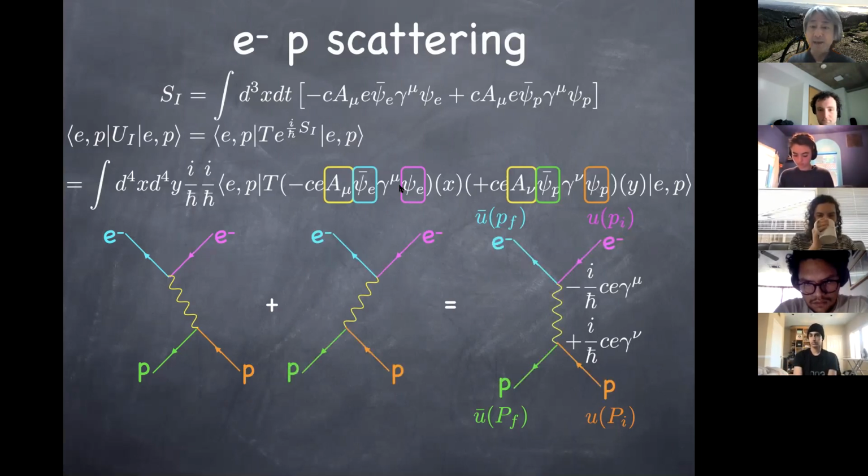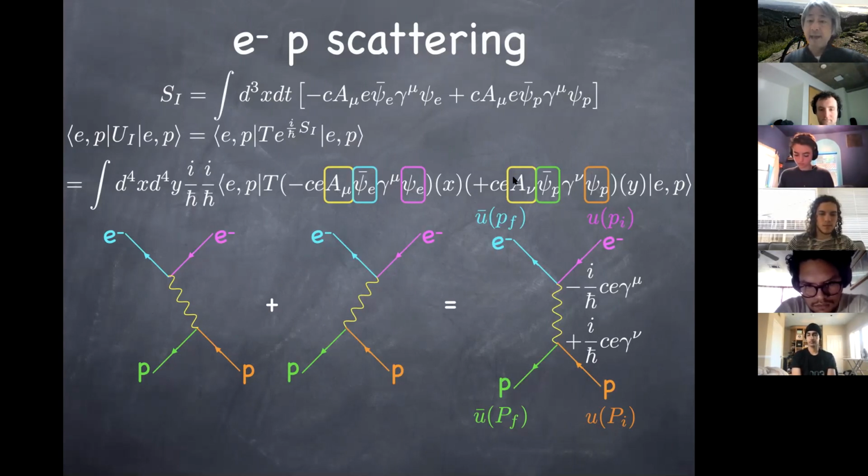And then it's u(p_i), and there's a γ^μ. And then ψ̄_e picks up again the other solution, ū(p_f). So this piece turns into ū(p_f) γ^μ u(p_i). So that's the electron side of things.